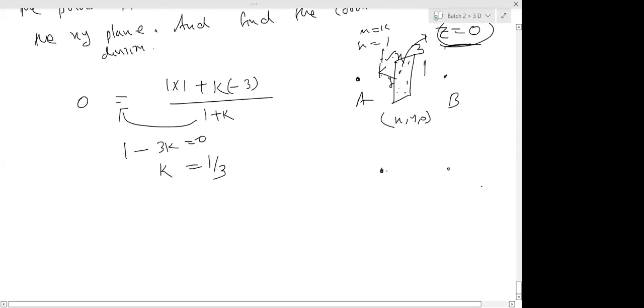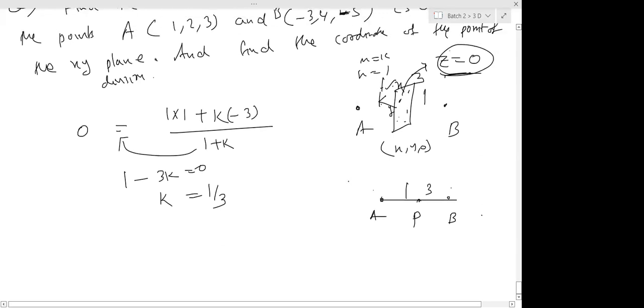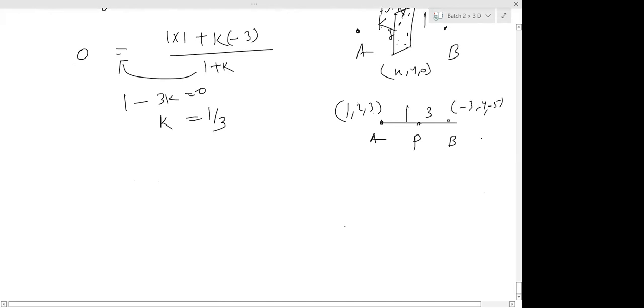So now we have 2 points AB, and this point P is dividing this in 1 is to 3 ratio. So we know this point and this point, 1 comma 2 comma 3, and this is minus 3 comma 4 comma minus 5. So now x coordinate is very easy.